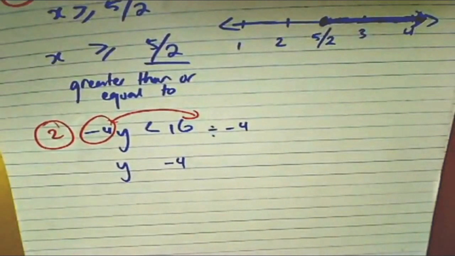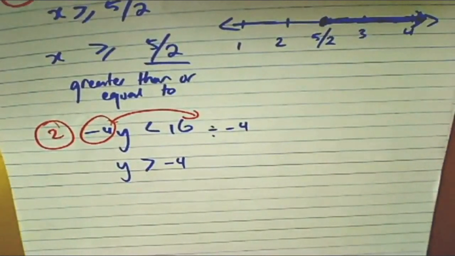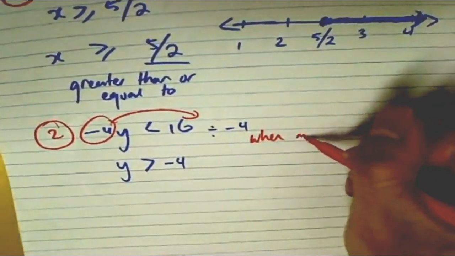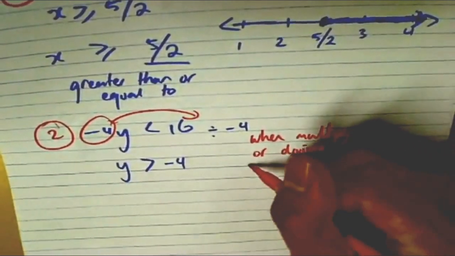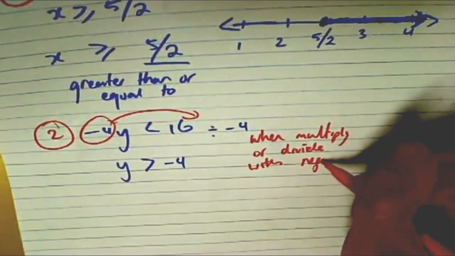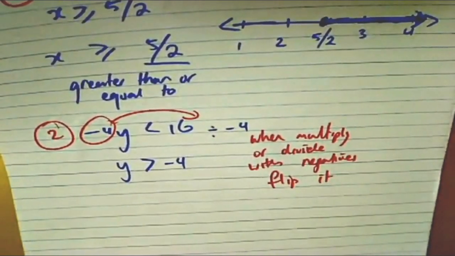Last question. What do I put down in the middle? The same, or is it reverse? It's reverse. The reason why it's reverse is because when you work with negative values, everything gets flipped over. Okay? When you work with negative values, everything gets flipped over. So when you multiply or divide with negatives, you got to flip it. Is that clear? Yeah? Alright.